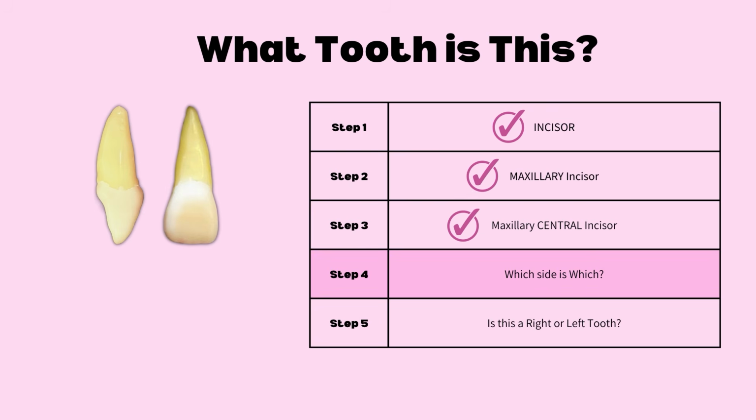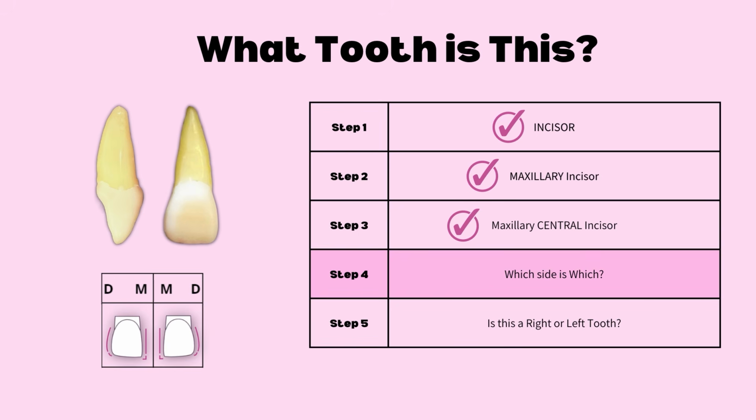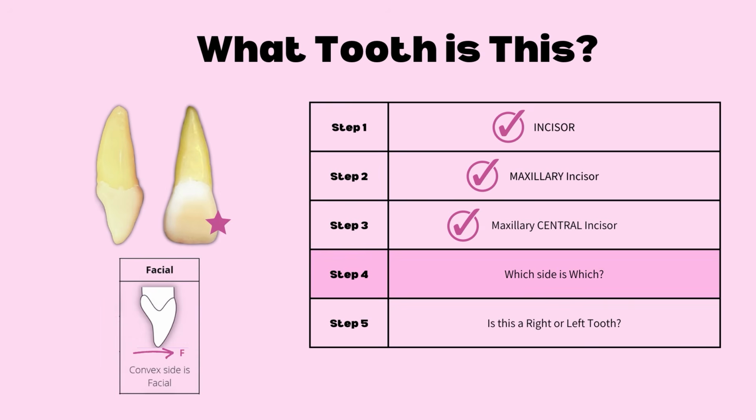Which side is which? Well, we can reference that chart. The mesial side of the tooth is going to be straighter than the more curved distal side of the tooth. So looking at this tooth, this side is straight compared to this more curved side. So I know that this side is the mesial. Which side is the facial? It's going to be the more convex side, not the side with the fossa. So this side is the facial.